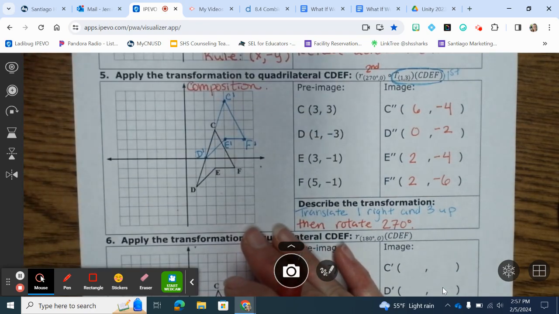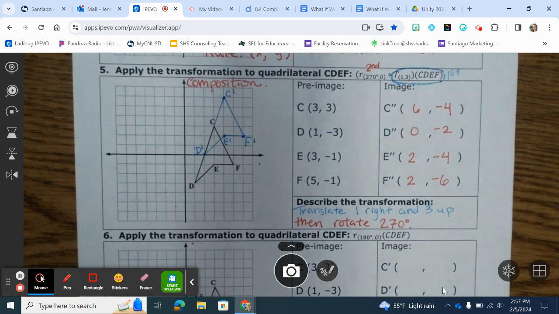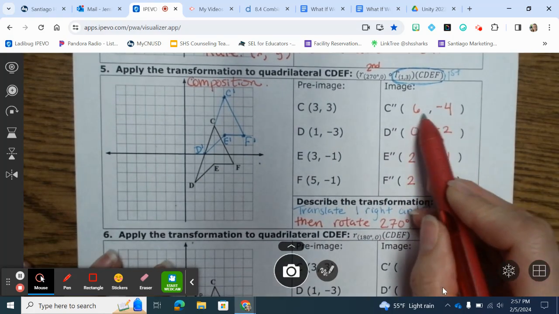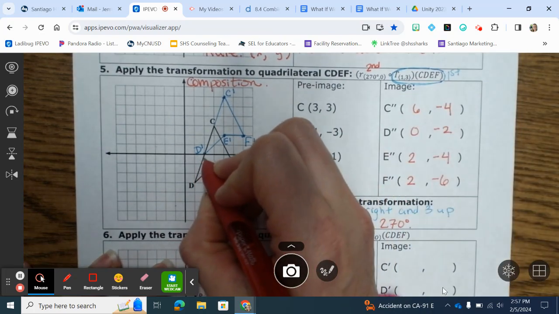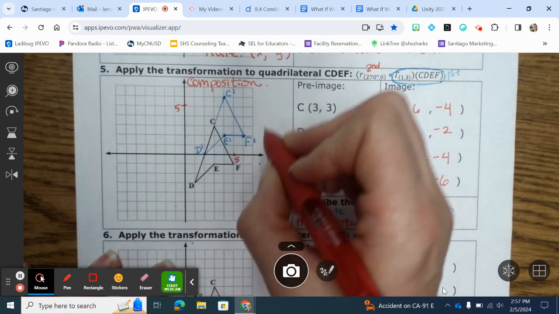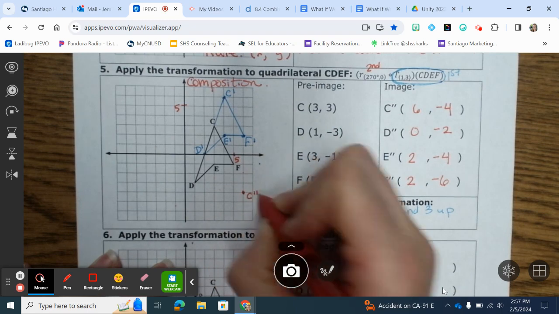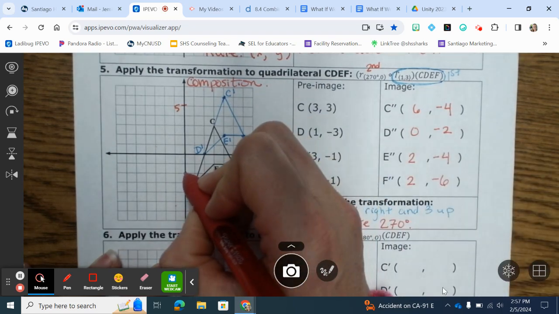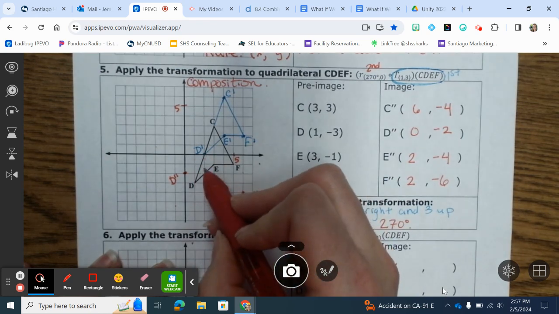We're going to be doing more composition of functions when we get to 9.2, which is why we're introducing it here. So in 9.1, we're going to do dilations, put it all together. So now I just need to go back and I need to plot these points. So 6, 1, 2, 3, 4. Here's C prime prime. 0, -2. Here's D prime prime. 2, -4.